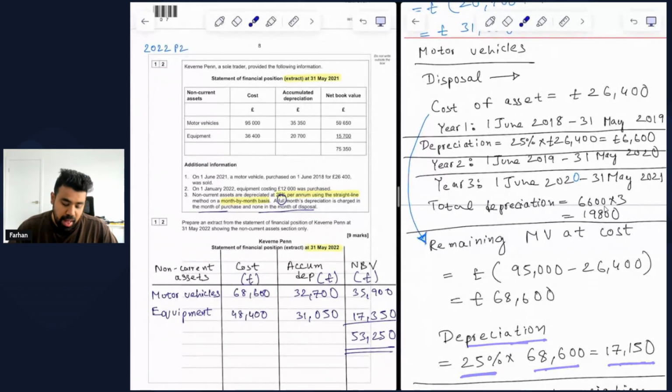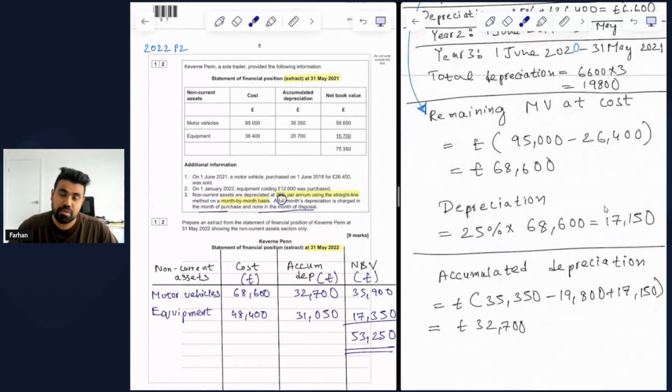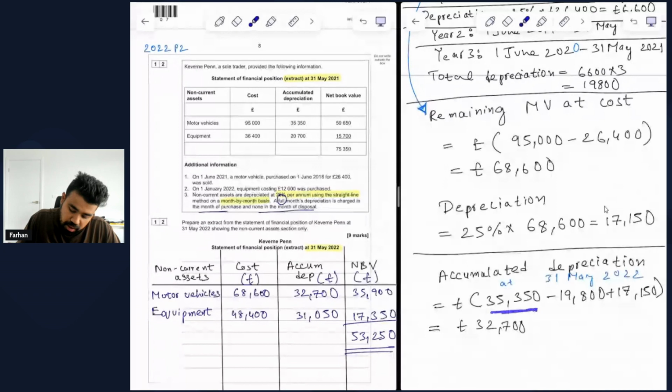If I want to do the calculation for accumulated depreciation or total depreciation that should remain at 31 May 2022, let's understand a few things. First of all, we are starting with the accumulated depreciation that's given in the statement of financial position at the beginning of the question for the previous financial year, which is 35,350. This should obviously be the opening accumulated depreciation at 1 June 2021 in the current financial year, which ends on 31 May 2022. So if we start with this balance, we are going to subtract 19,800.